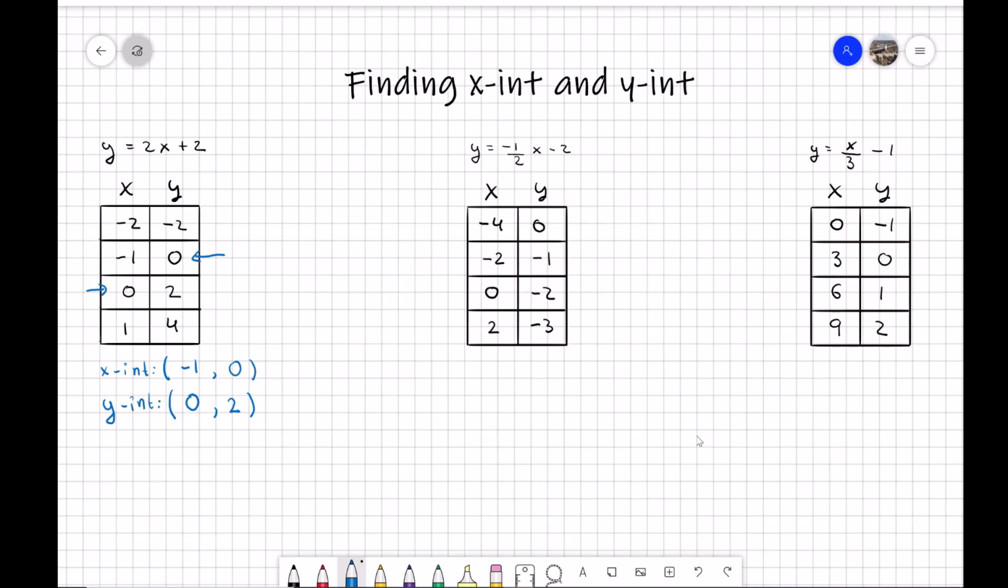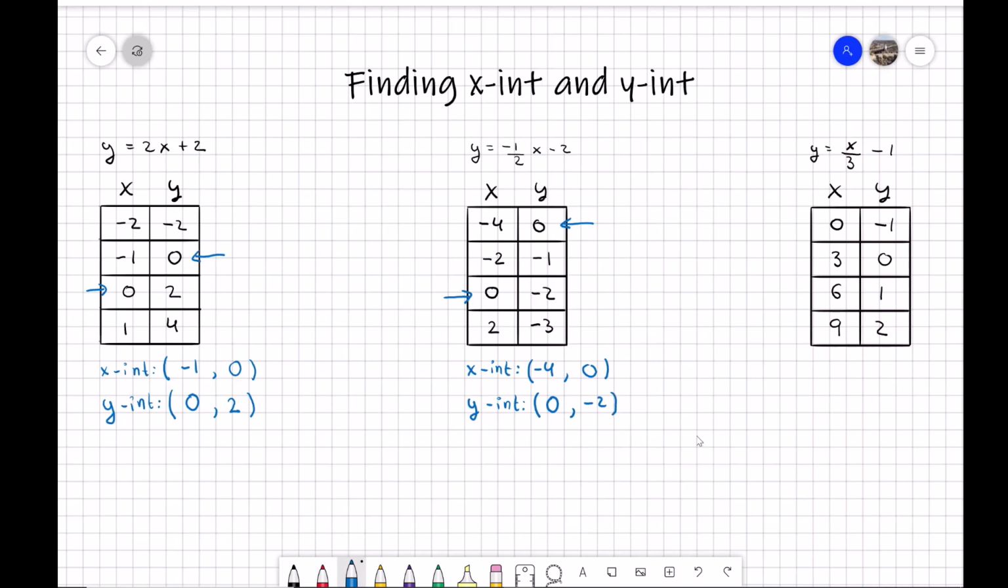Now for the second function, again, let's find the x-intercept first. And we said for the x-intercept we need to have the y-coordinate equal to 0. That means our point is going to be -4, 0. And the y-intercept, the opposite, right? Which means the x-coordinate has to be equal to 0, and that means our point is going to be 0, -2 in this case.